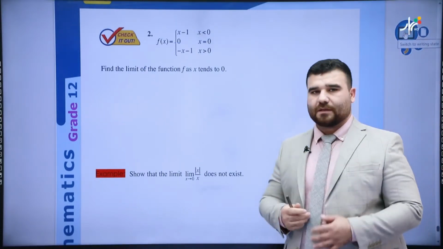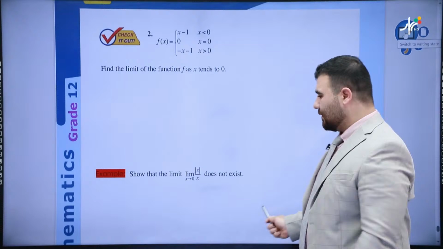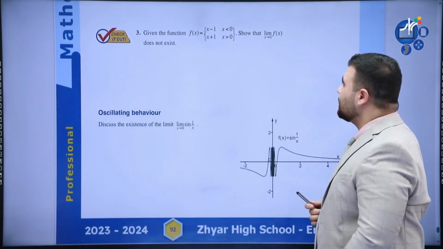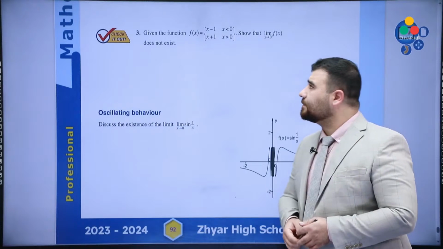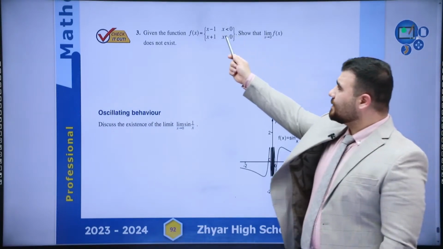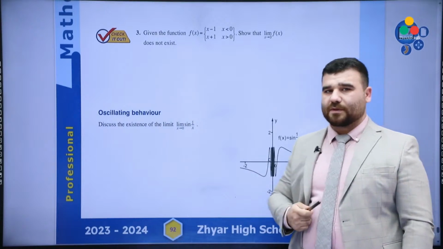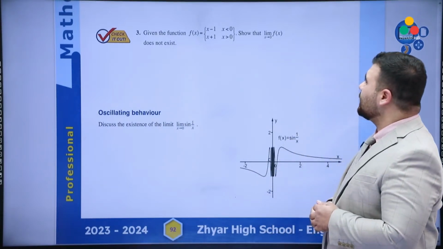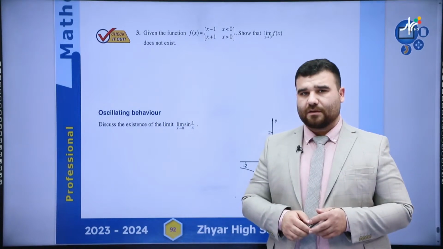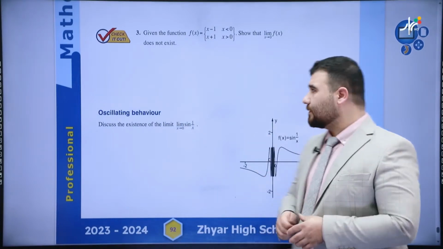For any limit, to show that it does not exist, we do left and right, and they should not be equal. Another piecewise function, given that the function f(x) is equal to x minus 1 when x is less than 0, x plus 1 when x is more than 0. All right. Show that limit x approaching 0 of f(x) does not exist. Then we need to go with left and right.